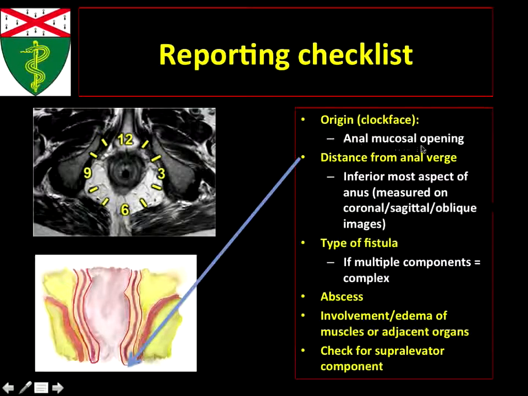That's for the opening. The other thing you want to tell your referring physicians is the distance of that opening from the anal verge. The anal verge is really where the anus meets the gluteal skin portion over there. So that's this arrow over here. And if you can, give them an approximation: is it 2 centimeters above it? Is it 3 centimeters above it? Is it 2.5 centimeters above it? It helps them when they go in and try to figure out where these fistulas are.